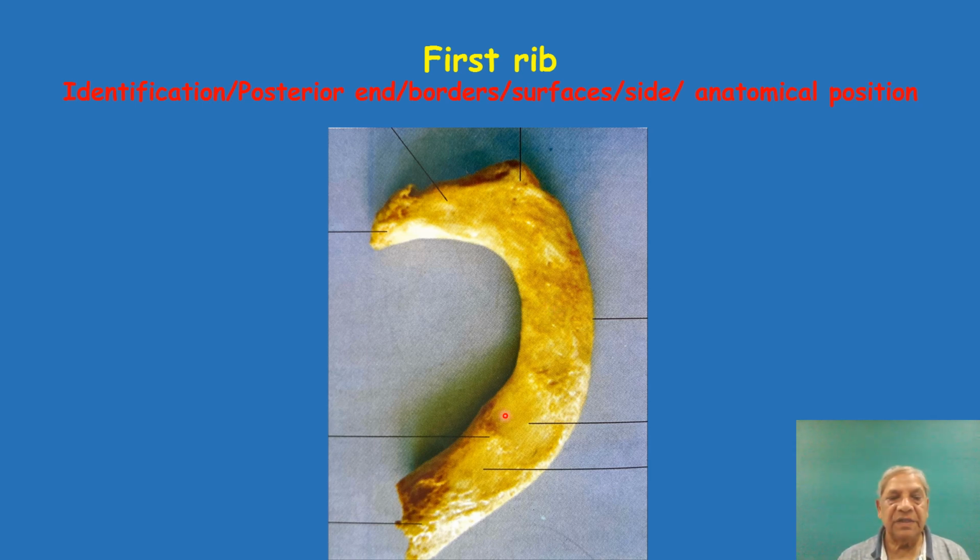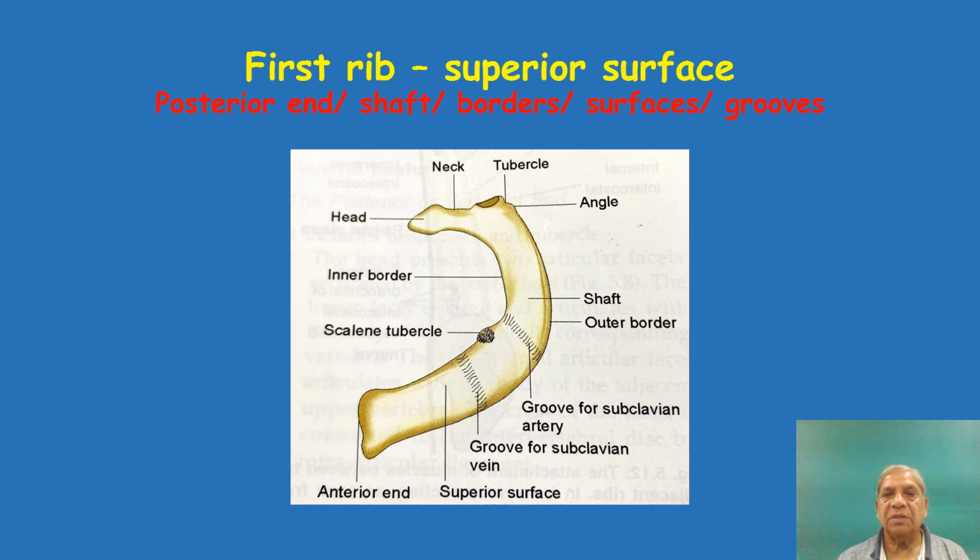Then the next question will come: how will you identify the anatomical position of this bone? So keep the bone in such a way that the upper end is at a higher level as compared to the lower. The posterior end is at a higher level and the anterior end is at a lower level. Okay, and this will give you the position. Since there is no twisting here, it is a flat surface, it will be easy to keep it in the anatomical position.